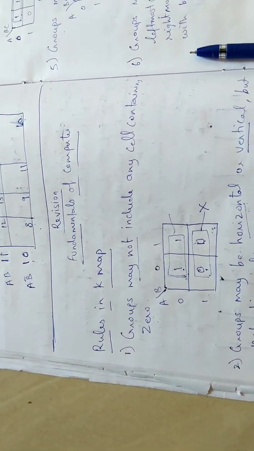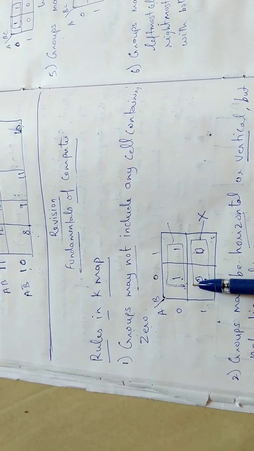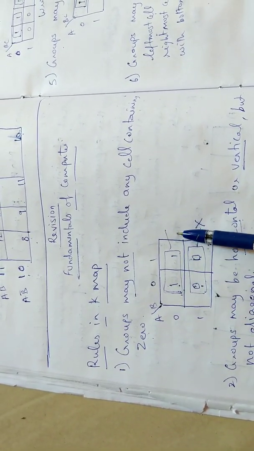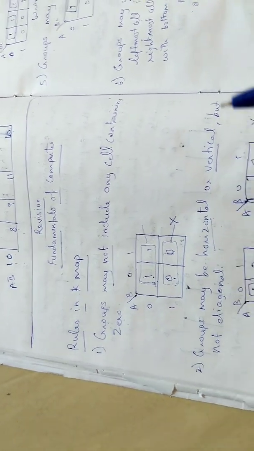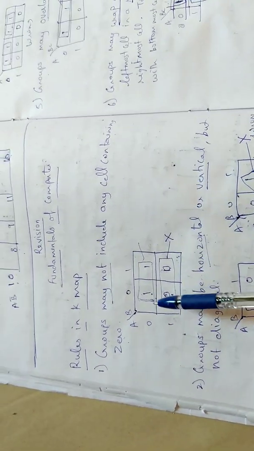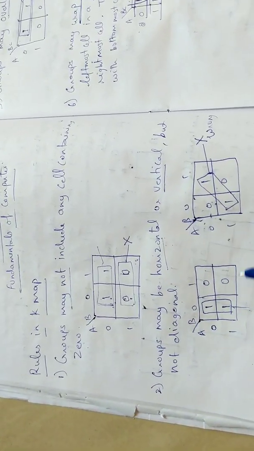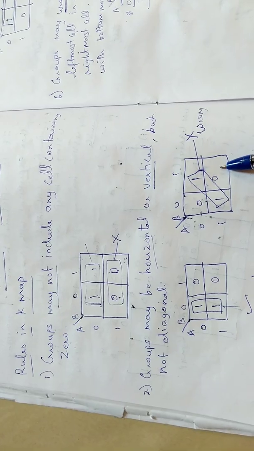What is the first rule? The first rule: you make groups of ones. You cannot make a group of zeros. Only ones should be made into a group. This is correct, this is wrong. The second one, horizontal and vertical. You can make a group either horizontally or vertically. You cannot make it diagonally. This is the second rule, the easiest one.